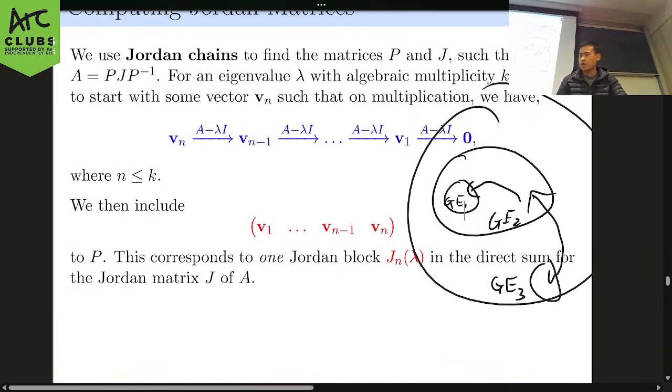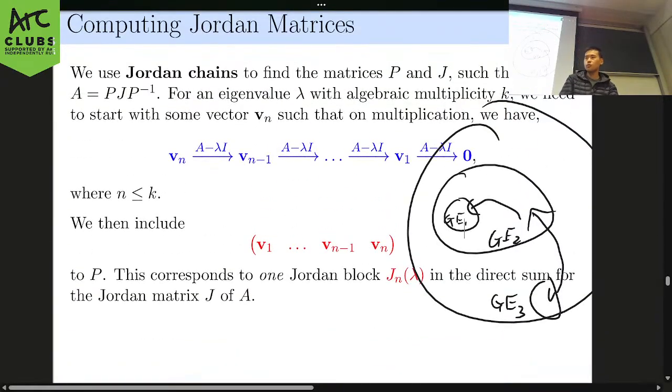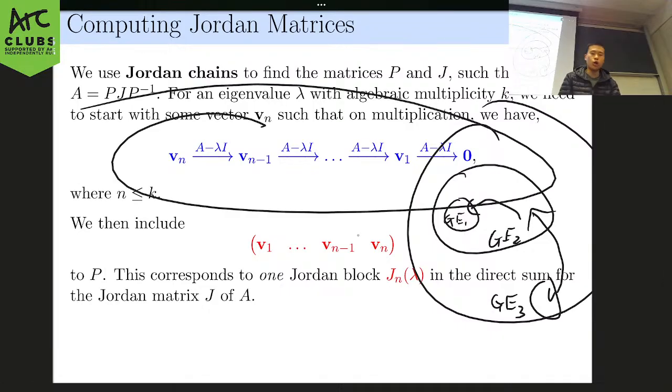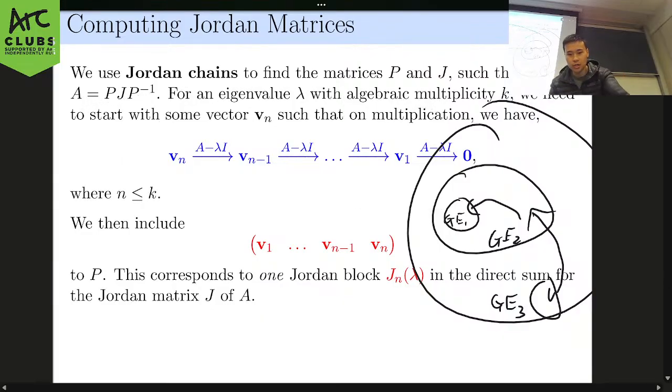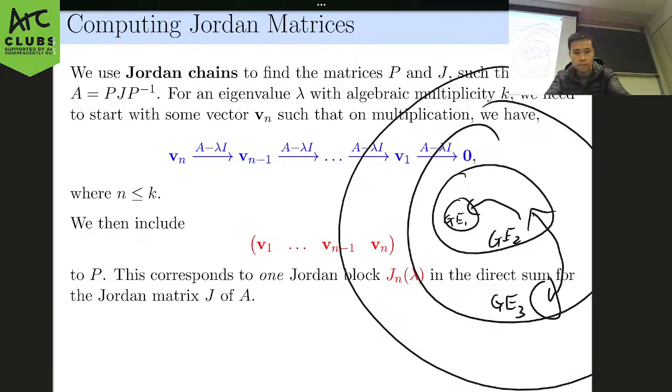Also, a maximal Jordan chain. A maximal Jordan chain is one that is not contained in another, bigger Jordan chain. So if there's another one here, that's not maximal. If G4 was the max, and I couldn't find any other Jordan chain, then I can conclude it's maximal.